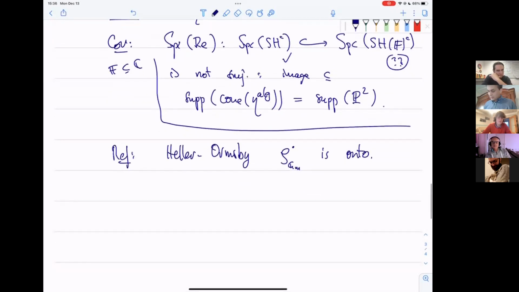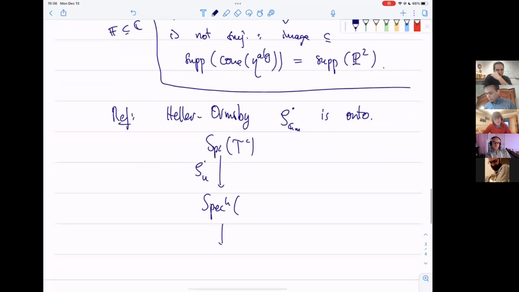So I think Scott ended up with this explanation last time. So the spectrum of TC, let's say, and you can look at the usual Zariski spectrum of, well, you can go all the way down to the usual Zariski spectrum of the endomorphism of the unit. Here's a commutative ring, and you can do graded versions.